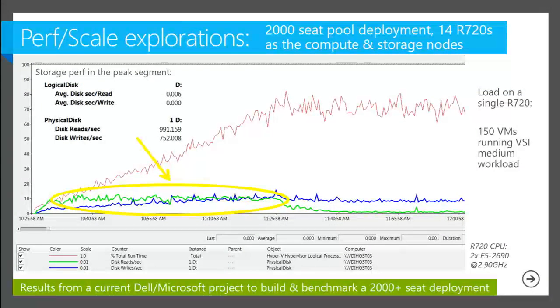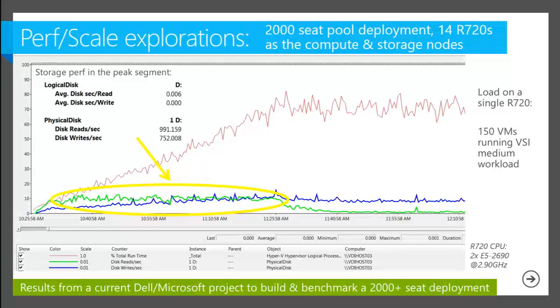Next, let's look at one of the 14 hypervisors that is hosting 150 VMs. Okay? The red line is the CPU. The CPU is about 75%. We said we wanted to keep it under 80. The disks are the local array, 10 disks, 15K, RAID 1+0. And the yellow segment is the part of the graph where the login is happening. That's the 1 hour period.